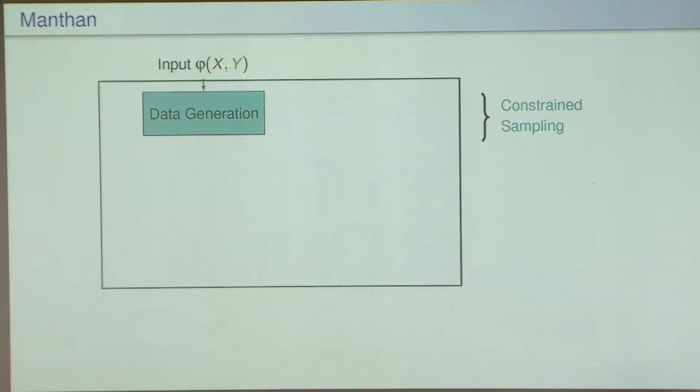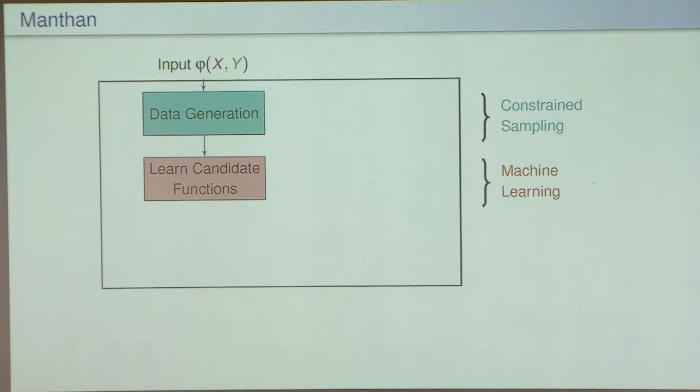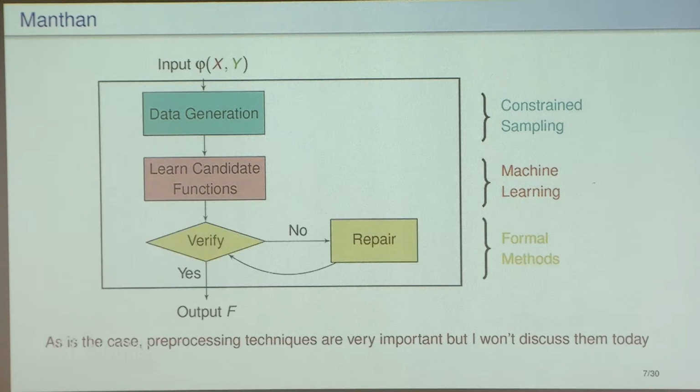So let me give a high-level overview of the approach. We start with the formula. The first step is to generate the data. If we want to use machine learning, then we want some way of being able to generate the data. So this is where we are going to rely on constraint sampling. Once we have the data, we are going to treat this as a classification problem. So we are going to use very standard off-the-shelf classification tools like decision trees. And once we get these candidate functions, of course, as is the case with machine learning methods, the function that we have may not be fully accurate. So in that case, we'll have to do a loop to check whether these functions are accurate. If they are not correct, then we have to go through a repair loop. And as is the case in most symbolic reasoning methods, pre-processing is very crucial, but I'm not going to discuss it here.